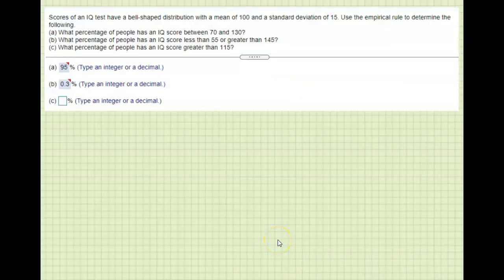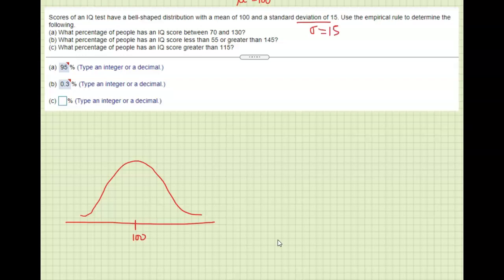All right, let's look at this problem right now. Scores of an IQ test have a bell-shaped distribution with a mean of 100 and a standard deviation of 15. Use the empirical rule to determine the following. What percentage of people has an IQ between 70 and 130?